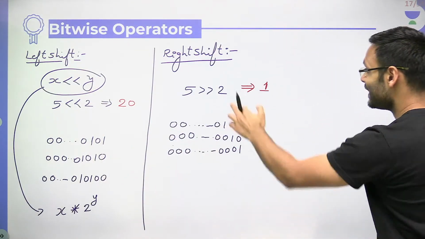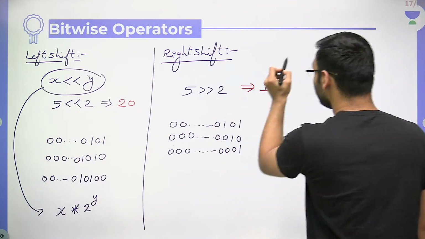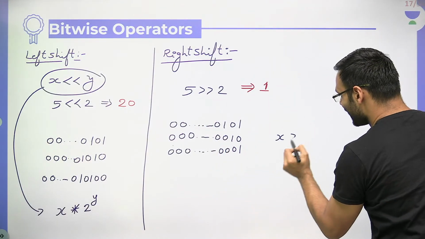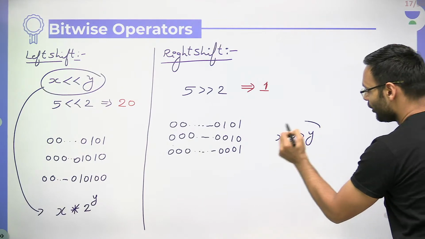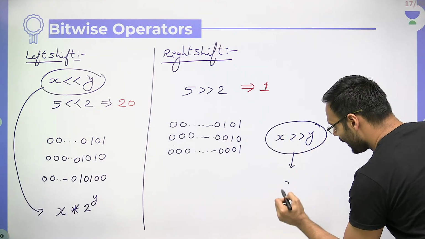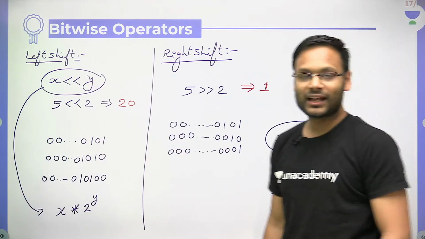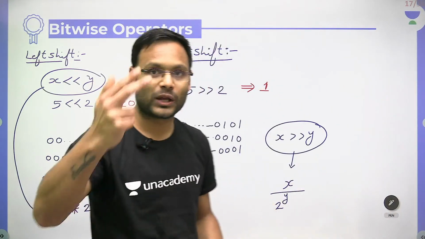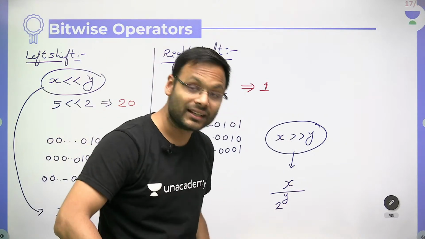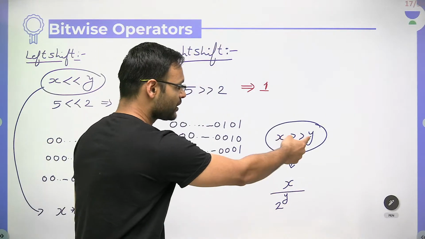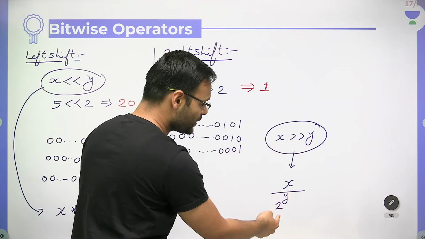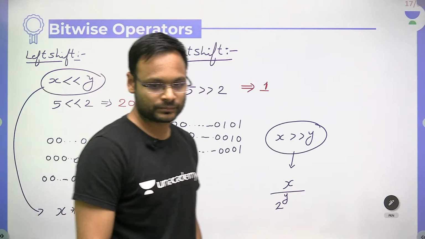Similarly, this is division. If you are shifting any value to the right side, the meaning of this is nothing but x divided by 2 power y. One time shifting to the right side is division by 2. Two times shifting means division by 2 again, meaning 2 power 2. If shifting right y times, it means division by 2 power y.